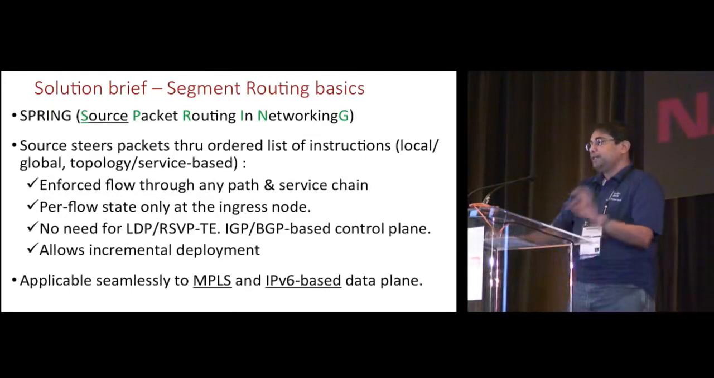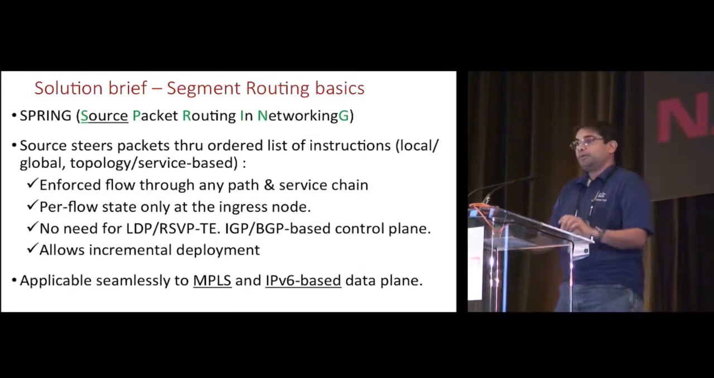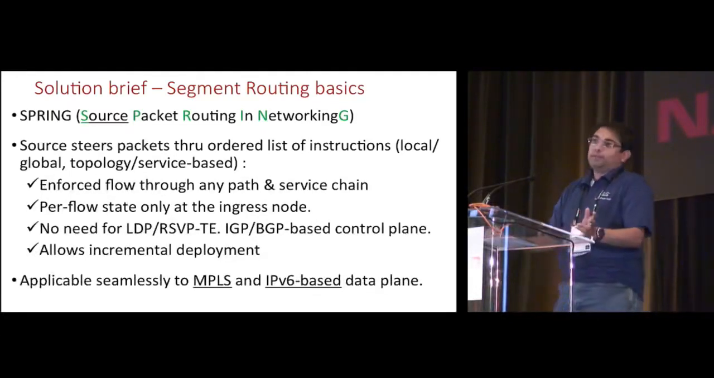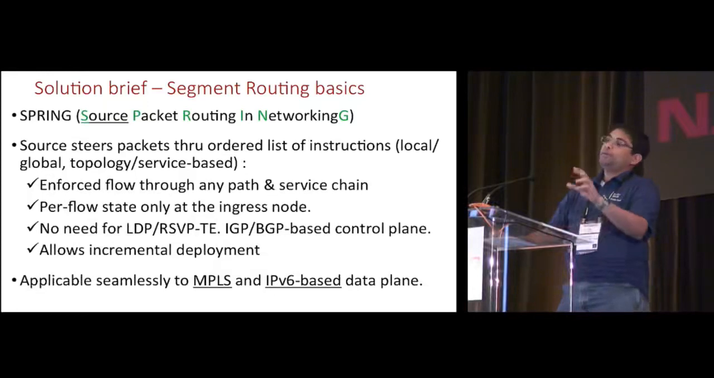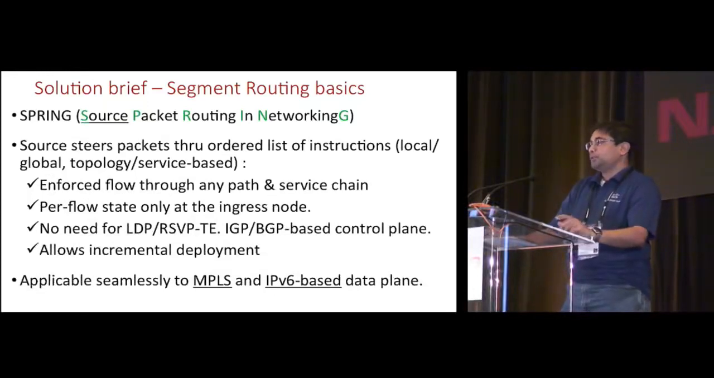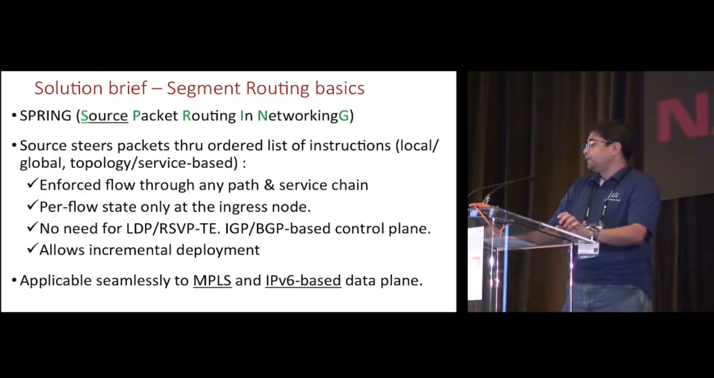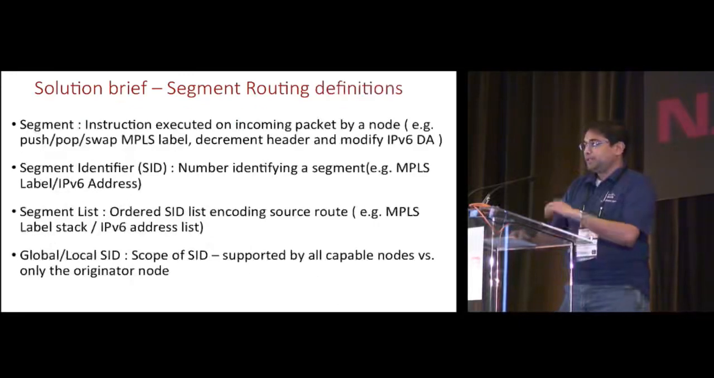So path flow state remains only at the ingress node. We don't keep it in all the nodes in between, unlike some protocols like RSVP-TE does. And of course, that comes down to the third fact, which is no need for a separate MPLS control plane like LDP or RSVP. And it definitely allows incremental deployment. If some of the nodes in your network do not support segment routing, it's perfectly fine. You still can achieve some of the benefits of segment routing. And it's applicable seamlessly to MPLS as well as the IPv6 data planes. We'll see that in the other slides.